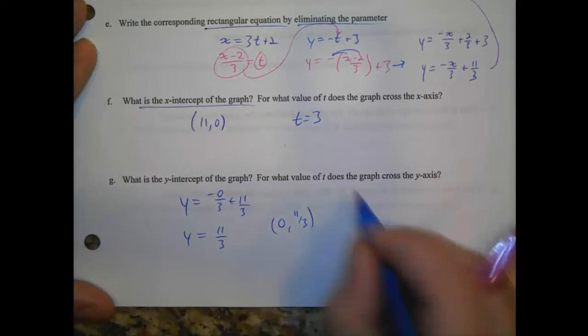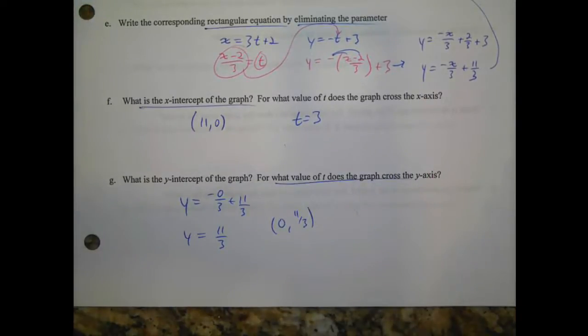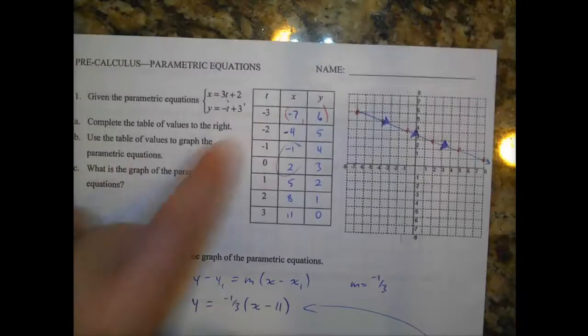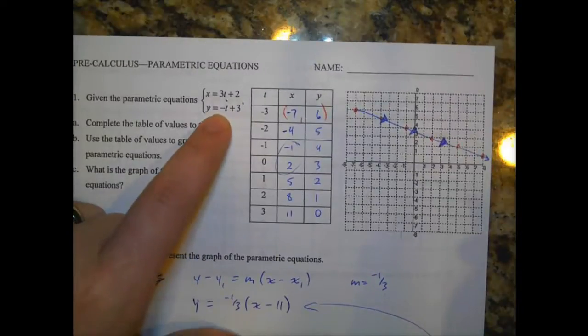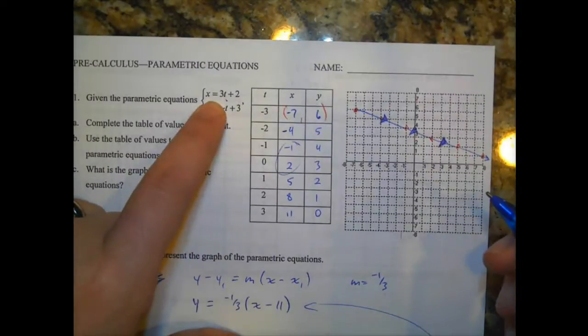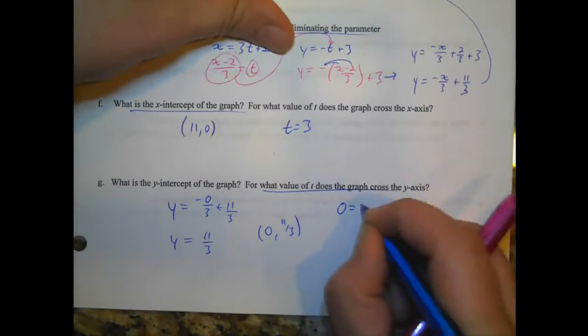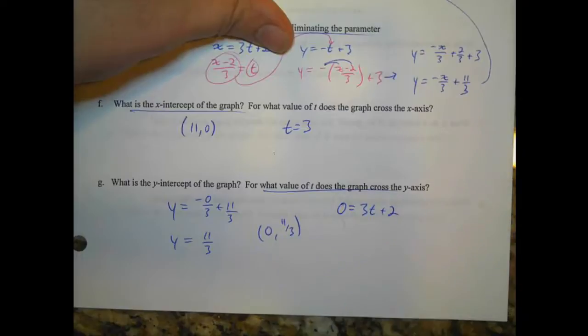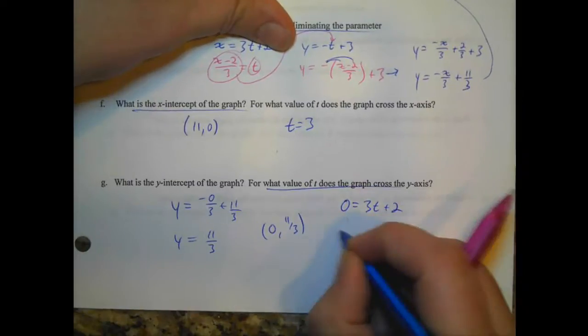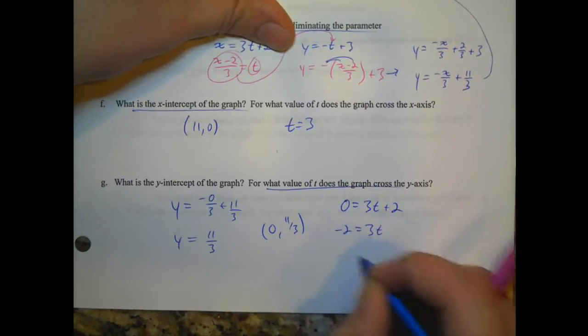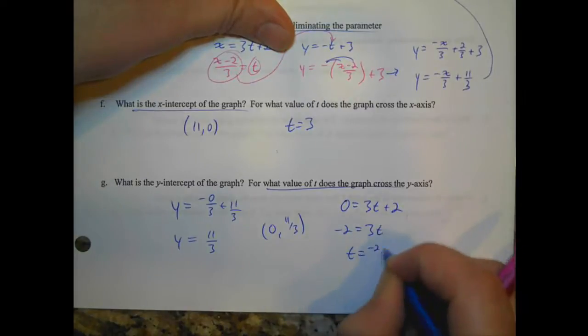And if I don't know what value of t it crosses the y-axis, I also have equations that are in terms of t. If I know I'm on the y-axis, my x is 0. So if I use this equation and make x 0, I have 0 equals 3t plus 2. If I subtract the 2, I get negative 2 equals 3t, divided by the 3, so time is negative 2/3 seconds.